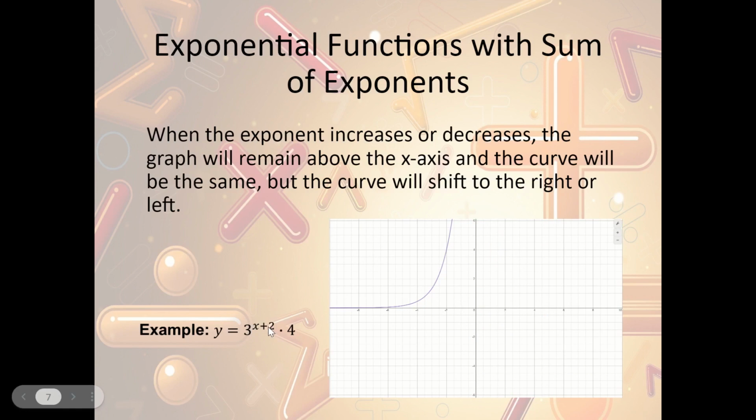So you would think that x plus 2 means we're going to slide to the right. But because it's in the exponent, we're going to go opposite. So x plus 2 becomes a shift to the left. So notice it's the same graph as 3 to the x times 4, except we slid it to the left 2 units.